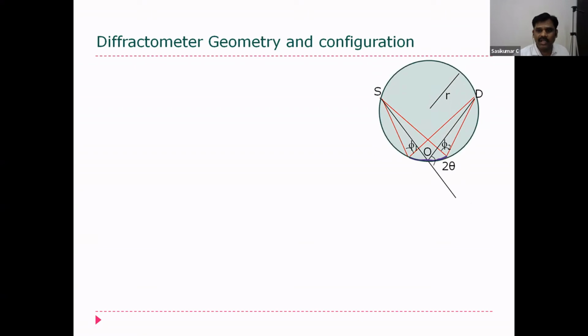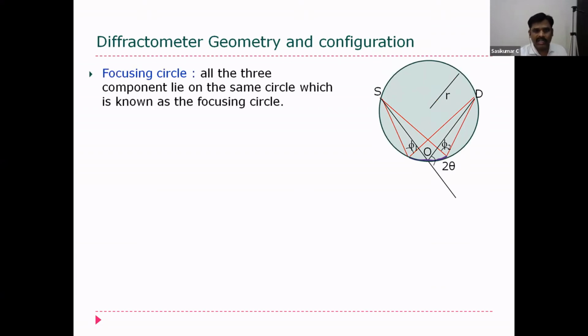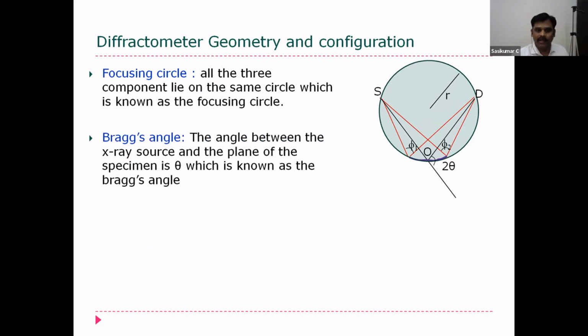Basically, we can draw a circle connecting all these three: source, detector, and sample. Connect them all together. This is what we call the focusing circle. When you design an X-ray instrument, this focusing circle is very important. And you have the Bragg angle. Just now we discussed the Bragg angle. The Bragg angle is actually about the plane in your specimen, not the surface of your sample.